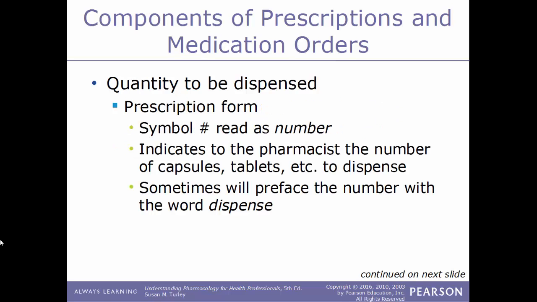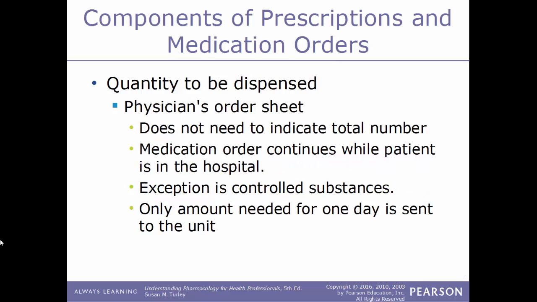When it comes to the quantity to be dispensed, on the prescription form, the pound symbol is read as number, and this indicates to the pharmacist the number of capsules or tablets, etc. to be dispensed. And sometimes this will preface the number with the word dispense. When it comes to the physician's order sheet, you do not need to indicate the total number of drugs to be dispensed. The medication order continues while the patient is in the hospital, and the exception to this would be controlled substances. So only the amount needed for one day is sent to the unit.